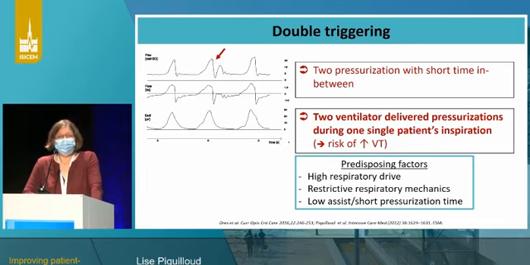Predisposing factors are high respiratory drive, long and intense breath here, restrictive respiratory mechanics, too low amount of assist that lead to high inspiratory drive also, and short pressurization time because of the ventilator settings you've chosen.